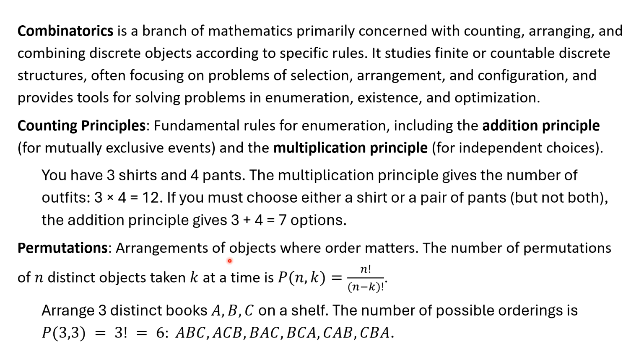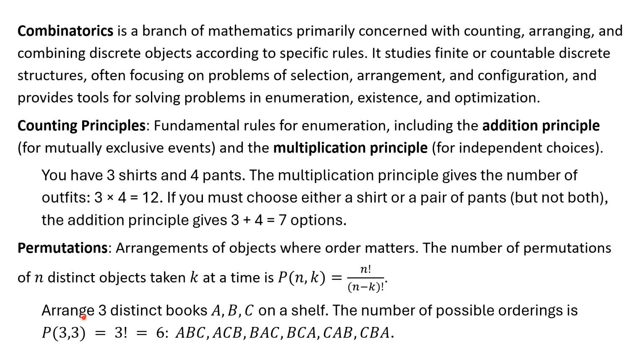Then the next level of complication are what are called permutations, arrangements of objects where the order matters. So the number of permutations of n distinct objects taken k at a time is given by this formula here. So n factorial divided by n minus k factorial. If you haven't seen this before, n factorial is 1 times 2 times 3 all the way up to n. So for example, 5 factorial is 1 times 2 times 3 times 4 times 5.